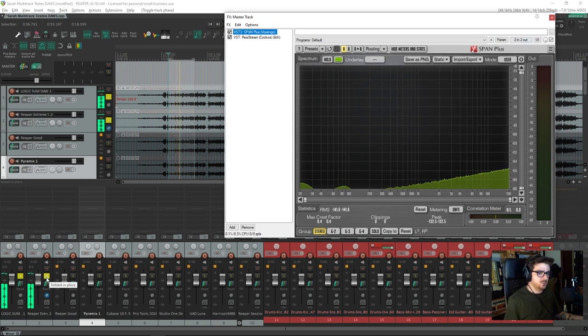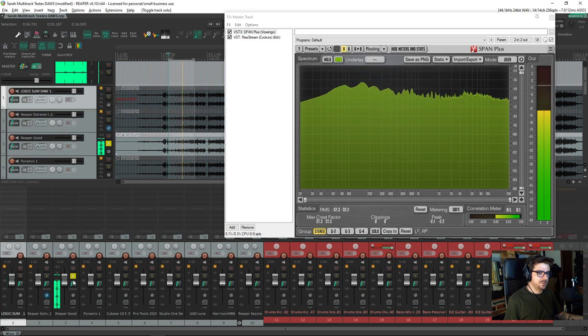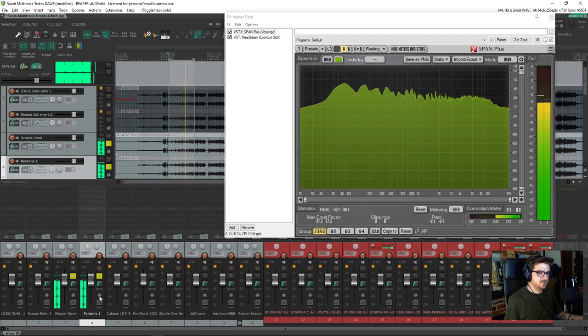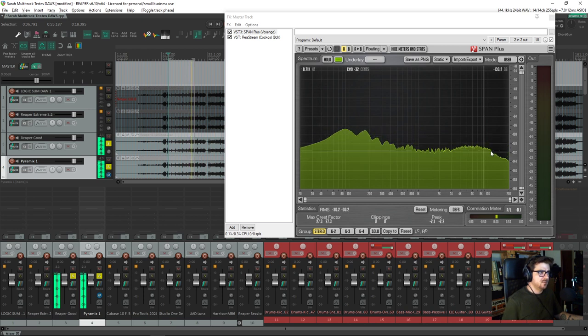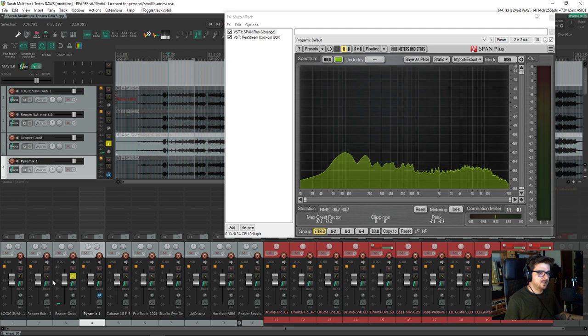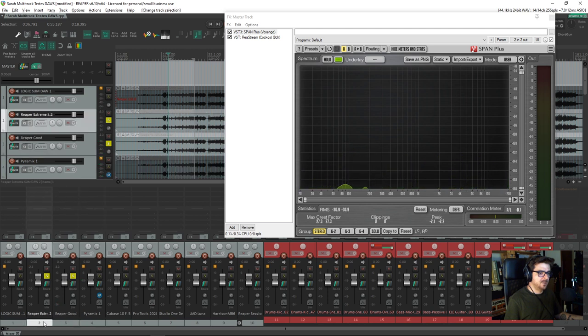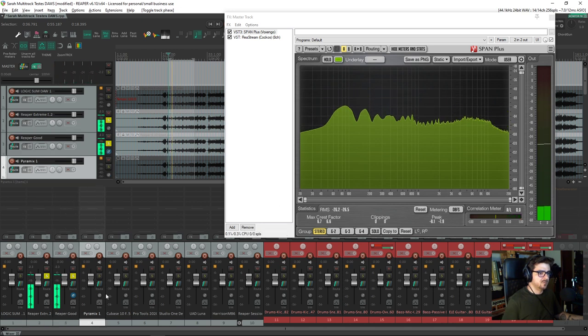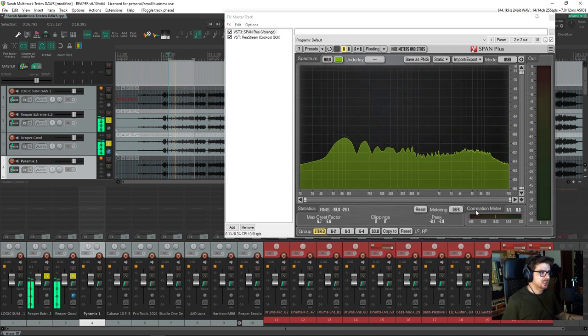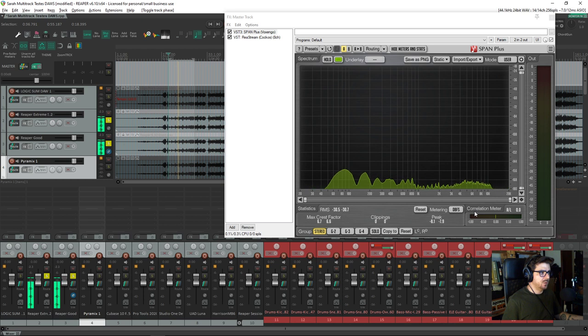If I go to Reaper against Pyramix, there's a lot more happening. And Reaper, good algorithm versus the extreme algorithm, we have what we call a perfect null, okay?